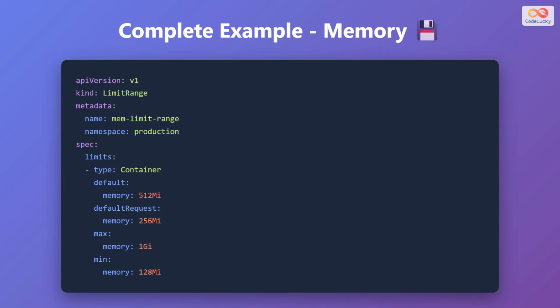Here's a complete example for setting memory limits. This LimitRange named memLimitRange is applied to the production namespace. For containers that don't specify memory values, Kubernetes will automatically set a default limit of 512 megabytes and a default request of 256 megabytes. The maximum memory any container can request is 1 gigabyte, and the minimum required is 128 megabytes. This ensures all containers in the production namespace operate within these memory boundaries.